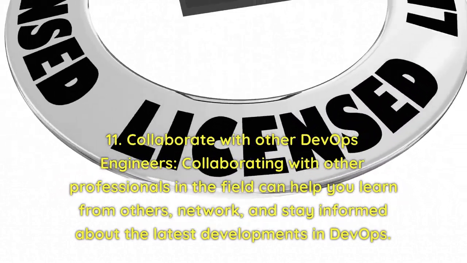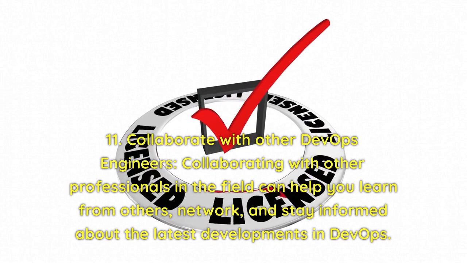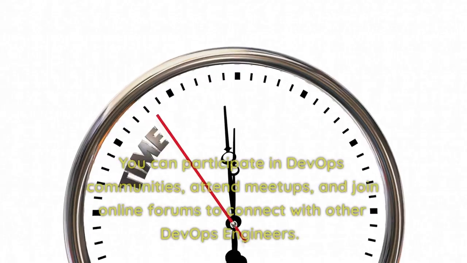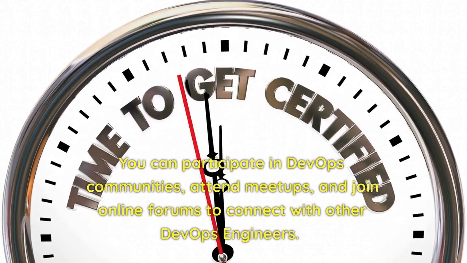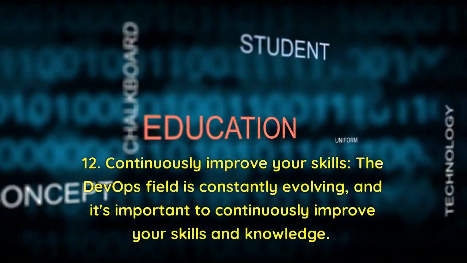11. Collaborate with other DevOps engineers. Collaborating with other professionals in the field can help you learn from others, network, and stay informed about the latest developments in DevOps. You can participate in DevOps communities, attend meetups, and join online forums to connect with other DevOps engineers.